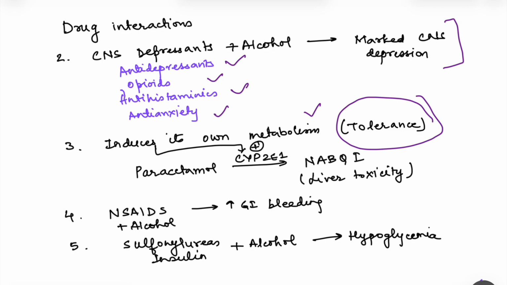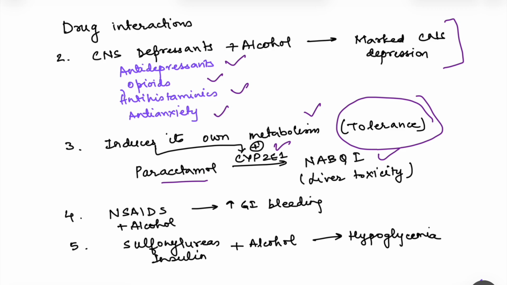Second, it induces the cytochrome P450 enzyme, and this enzyme is responsible for converting paracetamol to a toxic metabolite, that is N-acetyl benzoquinoneimine, and this is responsible for liver toxicity. So if the person is consuming alcohol, the safe dose of paracetamol decreases. We have talked about this paracetamol toxicity in our video on NSAIDs. You can have a look.